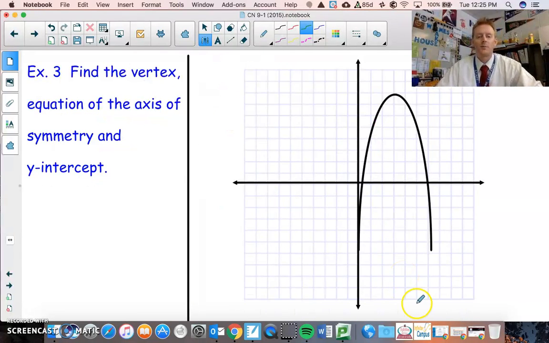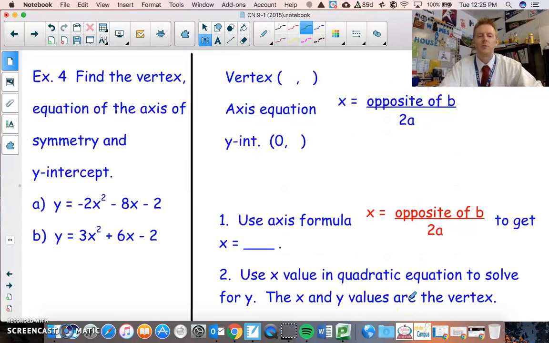So you'll try this one quickly on your own. We'll check it tomorrow when you get back to class. And then we will do this one in class right now. At least part A we'll do together. Part B will be on your own that we will check when we get back to class tomorrow.